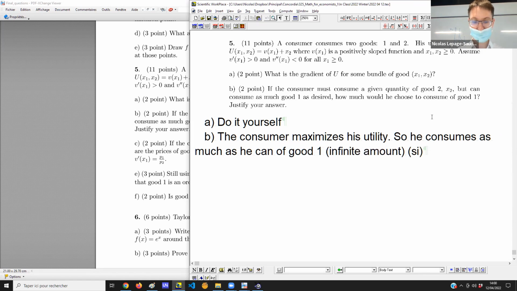Since there is no constraint, if they are perfect complements, that's not possible. It doesn't matter. If they are perfect complements, it's like this: if x2 is x1, then my utility is that one. So if I have an infinite quantity, it's just the same.